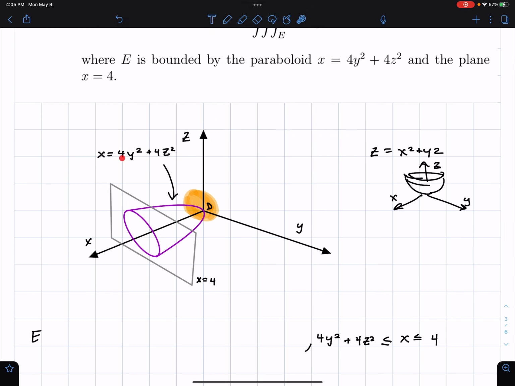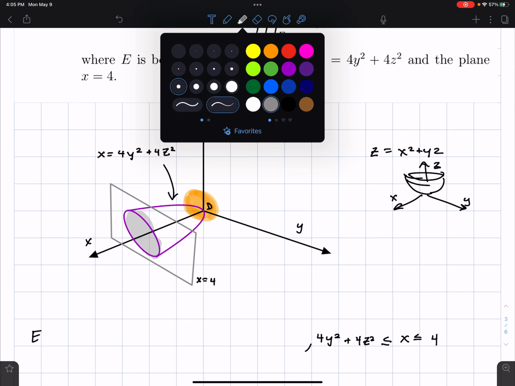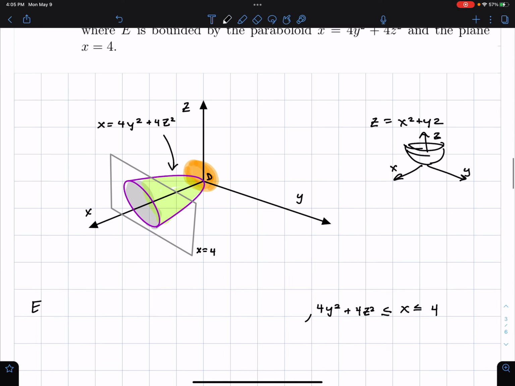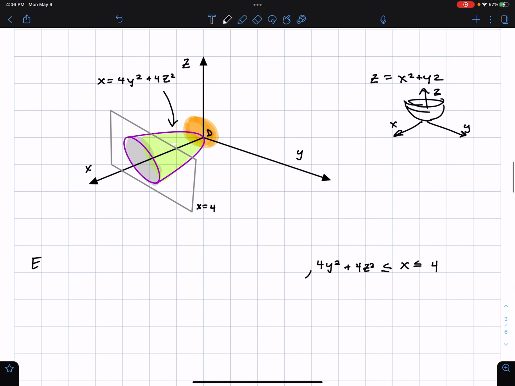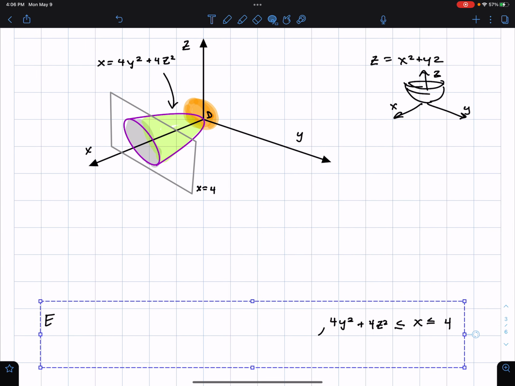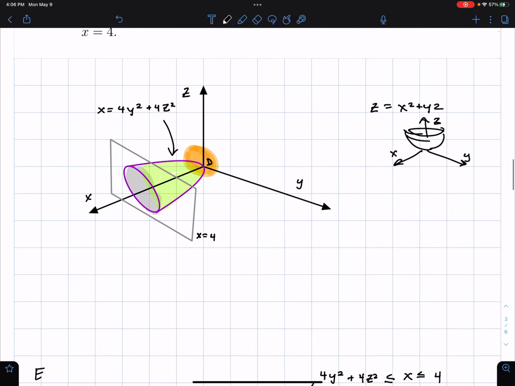X is a function of y and z in both cases, for this top part and this bottom part. That's the top of our little region right here, and down here is the bottom. Those are both functions of y and z, and that's why we project onto the yz plane. You can also see that the intersection is easily seen to be a circle. The boundary of the disk is a circle.